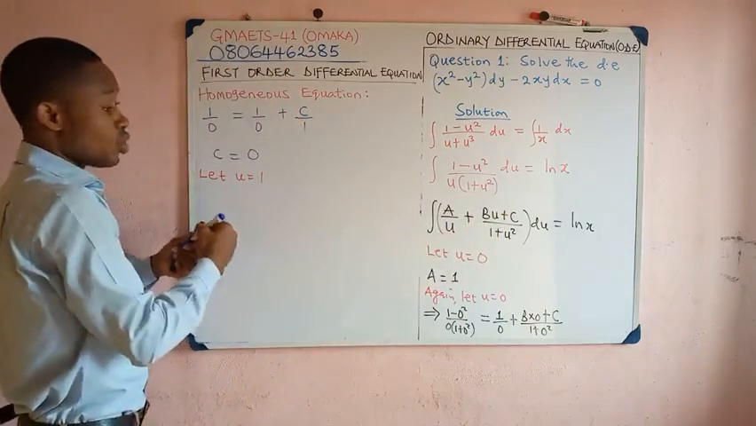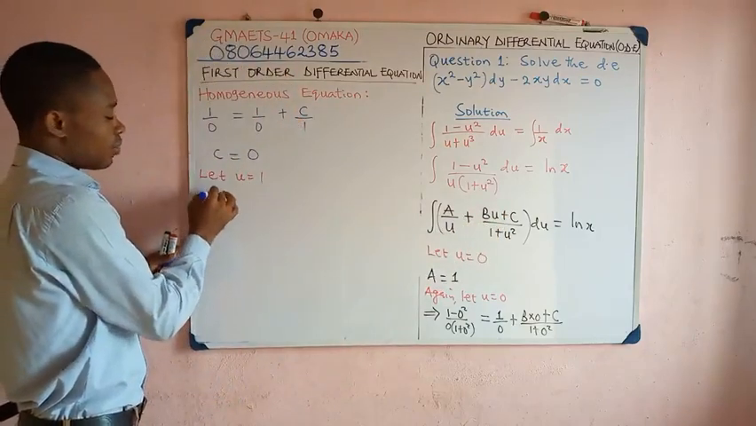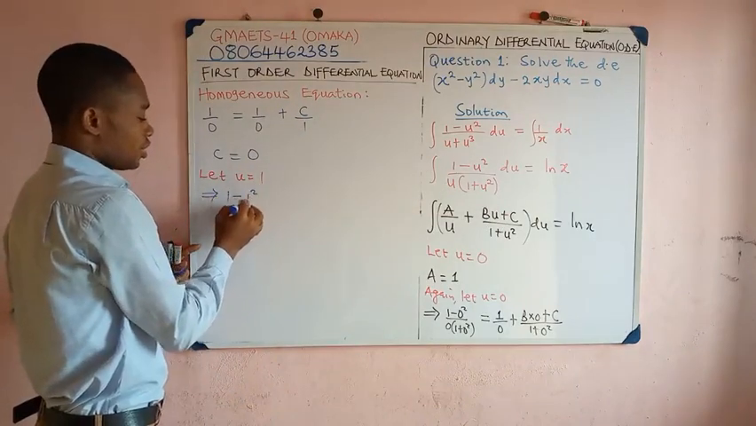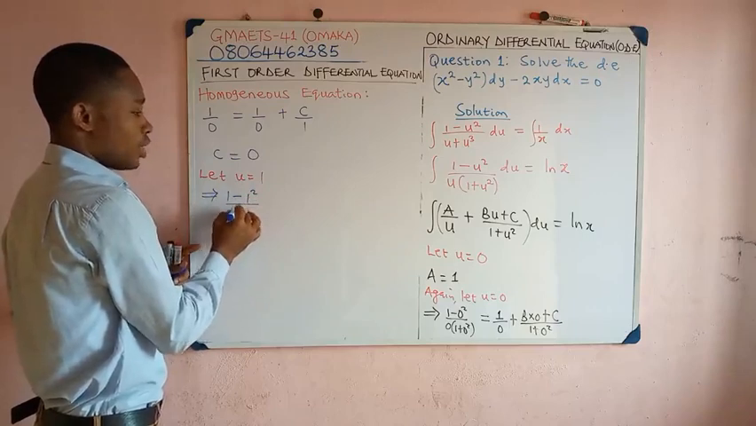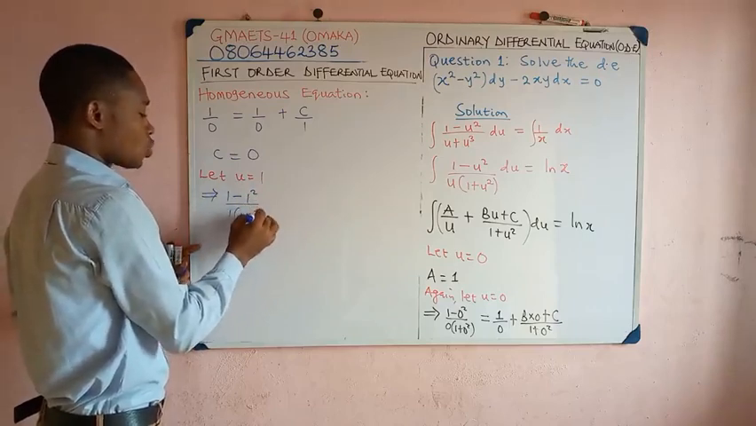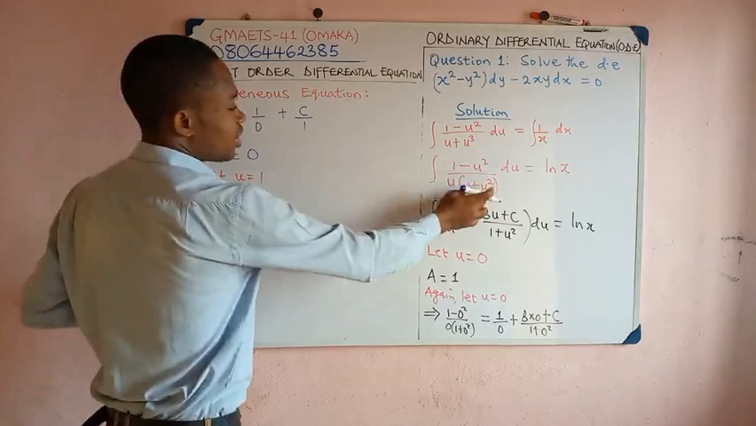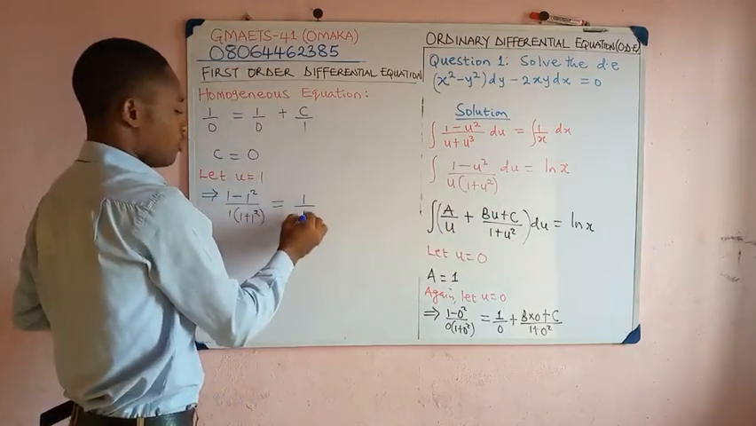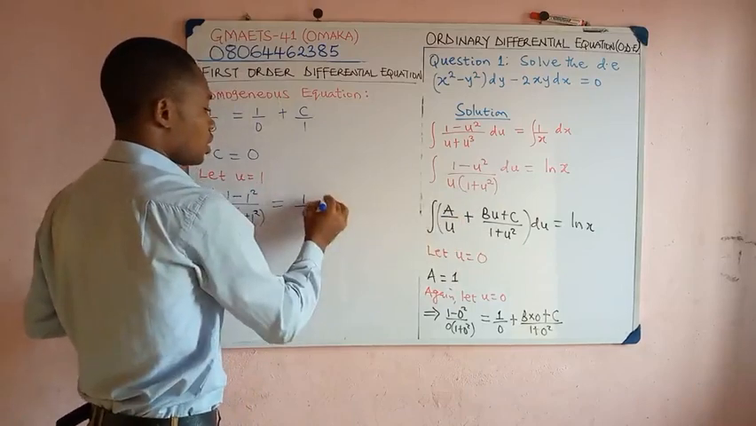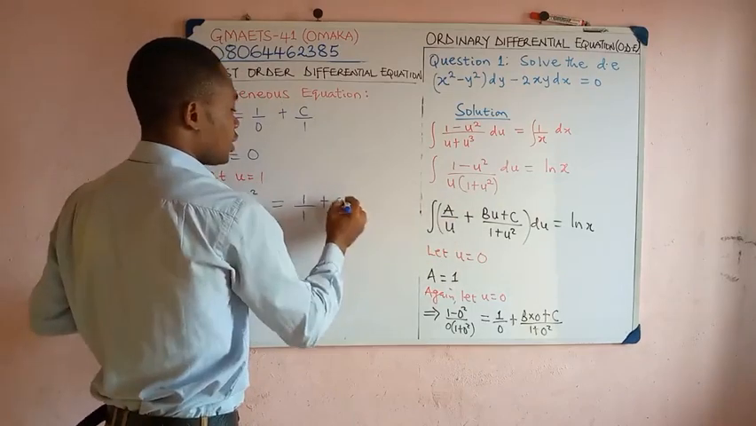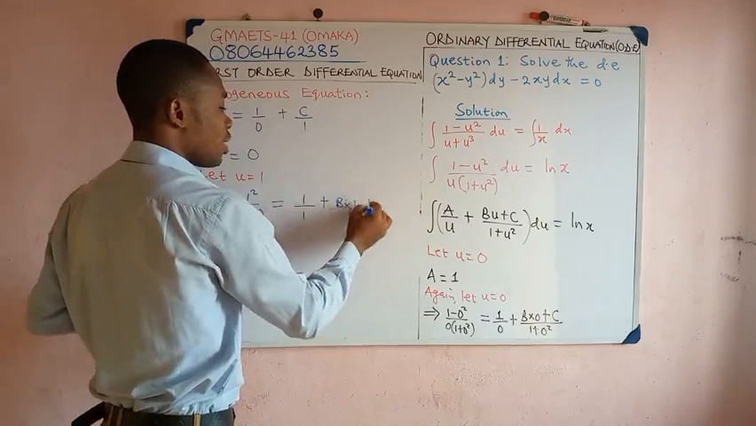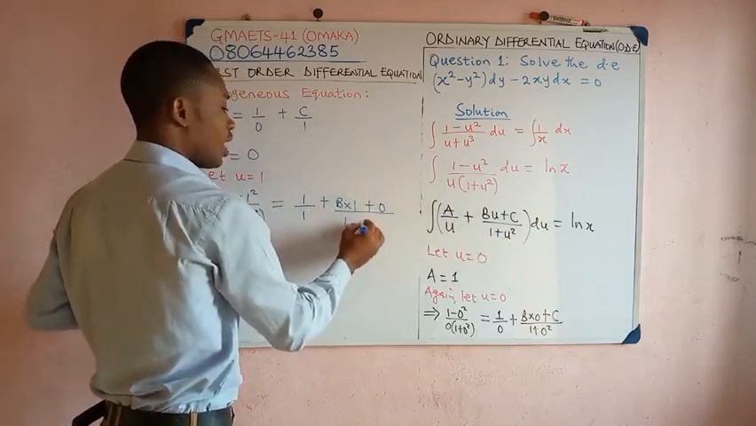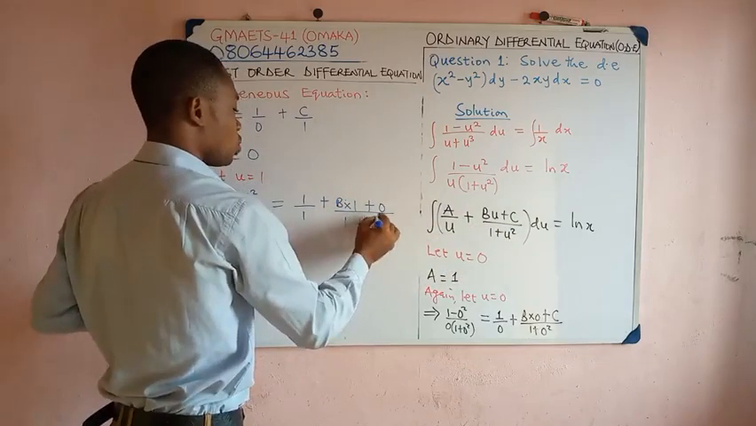So in doing that, we're going to have, it implies that 1 minus 1 squared all over 1 bracket 1 minus 1 plus 1 squared. That is for this. Every term will be equal to this. So our a is 1 all over 1, then plus b times 1, then plus c, which is 0, divided by 1 plus u squared, which is 1 squared.